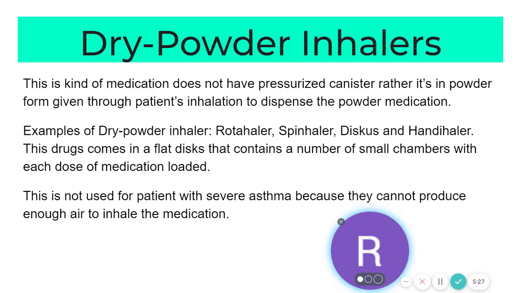Dry powder inhalers. This type of medication is not a pressurized canister but rather is in powder form, given through the patient's inhalation to dispense the powder medication. Examples of dry powder inhalers are Rotahaler, Spinhaler, Diskus, and Handihaler. This drug comes in a flat disc and contains a number of small chambers with each dose of medication loaded. This is not used for patients with severe asthma because they cannot produce enough air to inhale the medication.